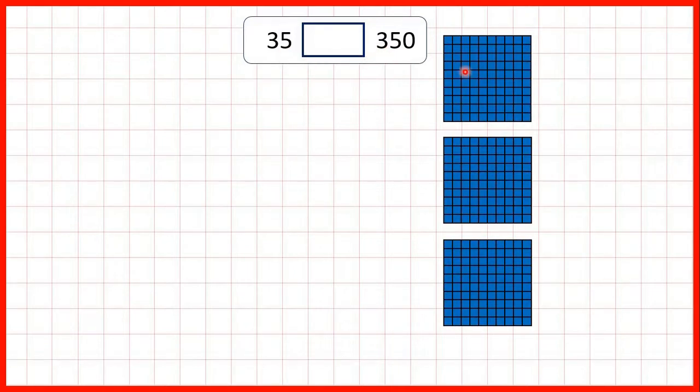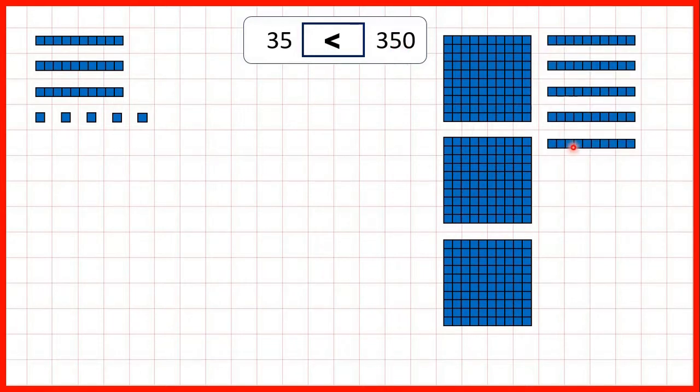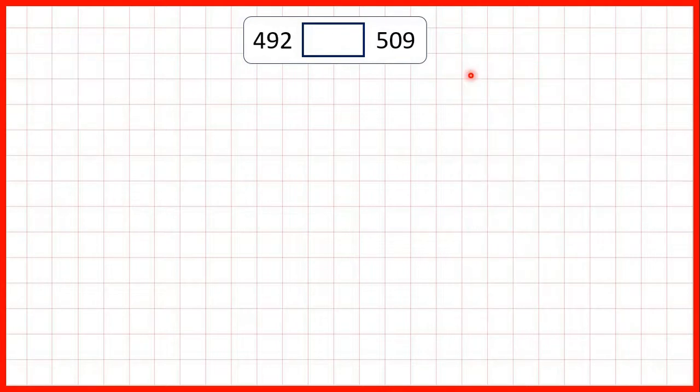350 means that we have 3 hundreds, but with 35 we don't have any hundreds, so we know that 350 is larger. Now with 35 we have 3 tens and 5 ones, and for 50 we can show 5 tens, but the tens and ones don't really matter, because it doesn't matter how many you have of each, it will always be less than just 100.